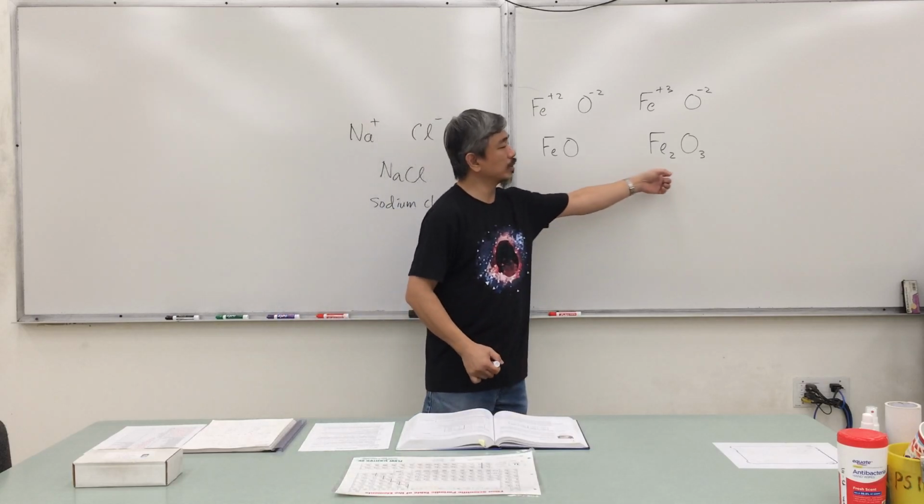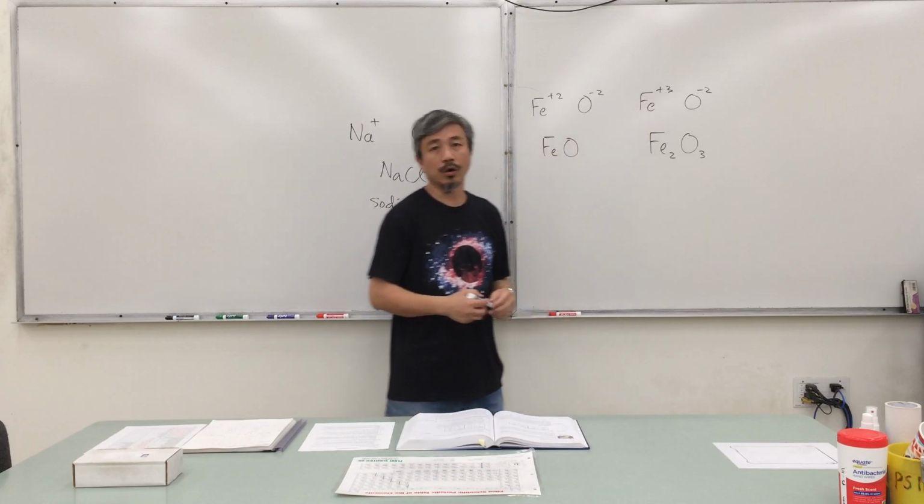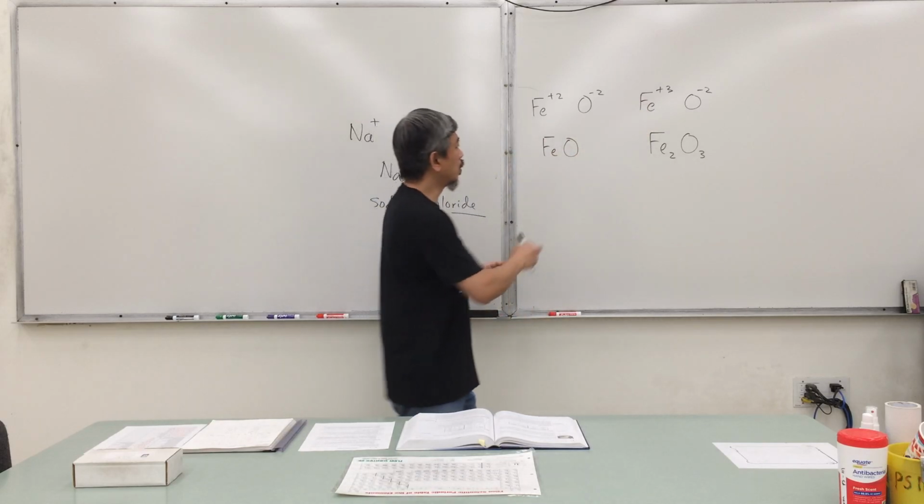Now, in order for us to name these, we have to be able to specify which ionic charge we're talking about for that particular metal. So we use a Roman numeral.